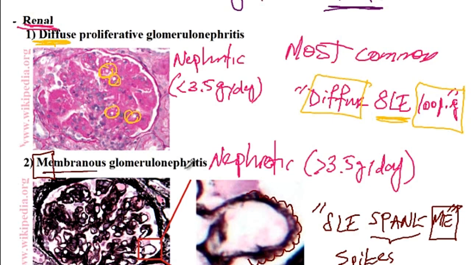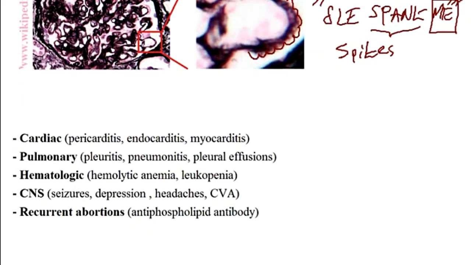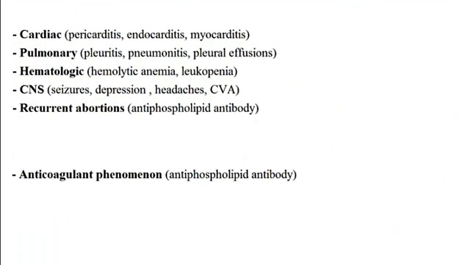Other complications that can be present in SLE include cardiac problems like pericarditis, Libman-Sacks endocarditis, which I just discussed with you, and myocarditis. Pulmonary problems like pleuritis, pneumonitis, and pleural effusions. Hematologic problems like hemolytic anemia and leukopenia. CNS problems like seizures, depression, headaches, and cerebrovascular accident. Recurrent abortions due to the presence of the antiphospholipid antibody.